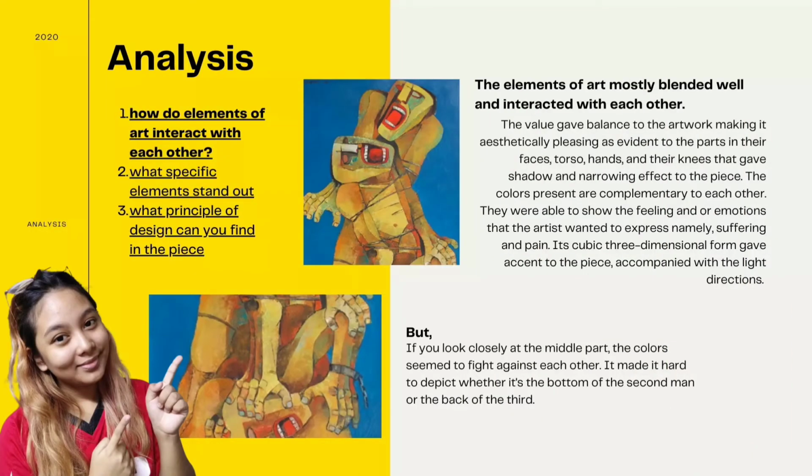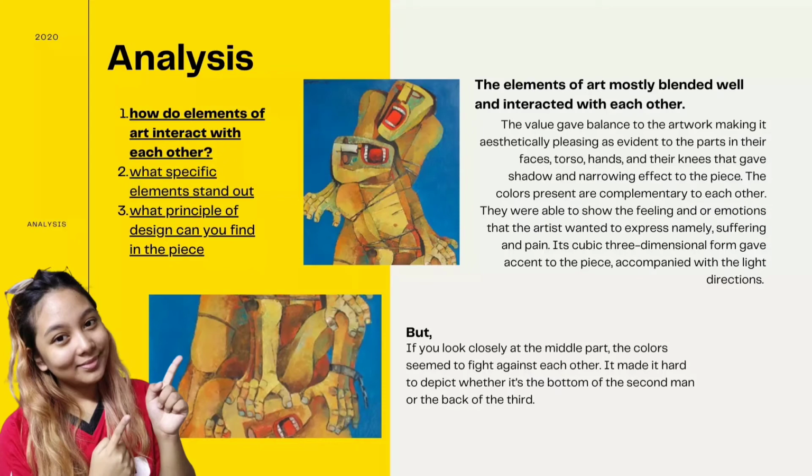Moving on to the analysis, we are going to answer first, how do elements of art interact with each other? So, the elements of art mostly blended well and interacted with each other in this piece. The value gave balance to the artwork, making it aesthetically pleasing, as evident in their face, torso, hands, and knees that gave the shadowing and narrowing effect to the piece. The colors present are complementary and were able to show the feelings or emotions the artist wanted to express, namely suffering and pain. Its cubic 3-dimensional form gave accent to the piece, accompanied by light directions.